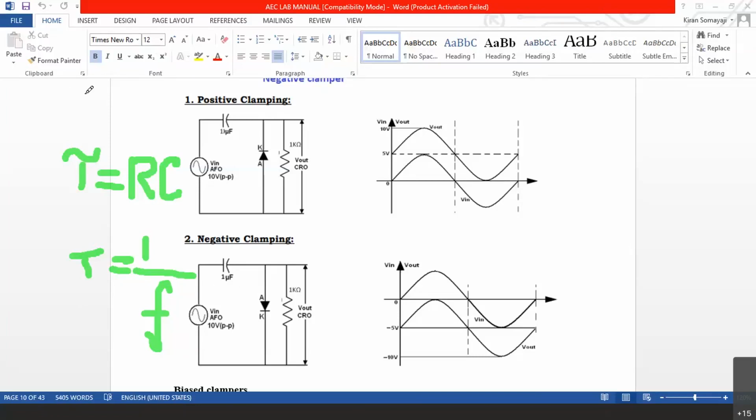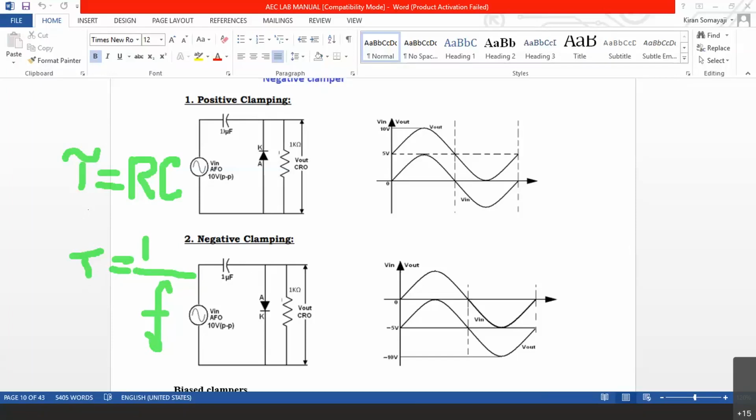Okay, let me continue the class now. In the last class, we were telling that time constant tau equals R into C. The unit for tau is seconds only. Similarly, we had told about T. T is 1 by F, that is 1 over frequency.